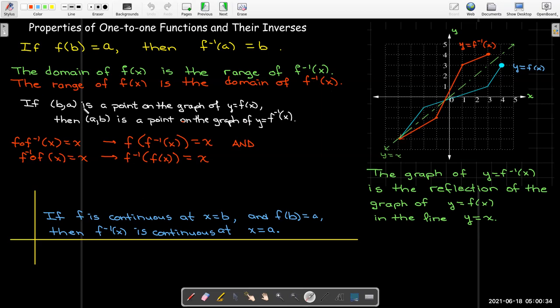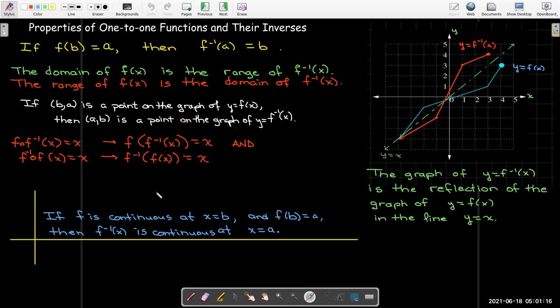If we're looking at the graph, if I have a point (b, a) on the graph of the original function, then (a, b) is a point on the graph of the inverse. Remember that the inverse of the inverse is the original function. And so if you take an input x, you apply the inverse, and then you apply the original function, you're undoing the inverse, so you just get x back again. Or if you do it in the opposite order, if you take an input x, you apply f to it, and then you undo f, you just get x back again.